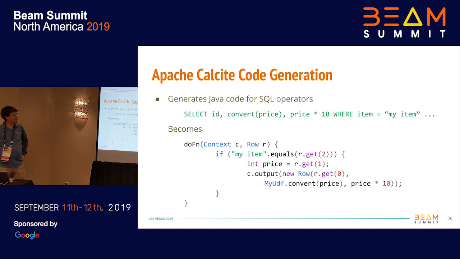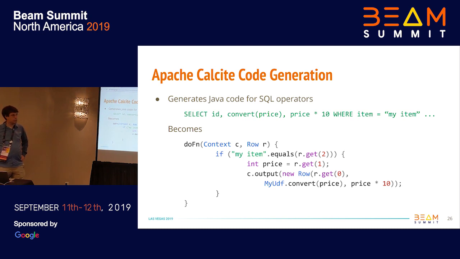Your where clause, your filter, gets just converted into an if statement. We're going to read out that item and check to see if it's equal. That's pretty efficient in Java. For the price, we're just going to get the value, and then we're going to output a new row that contains your new data. Maybe we called your user-defined function that converts your price into some different currency. This all looks pretty much like Java code that you would write if you were writing the ParDo in Java.